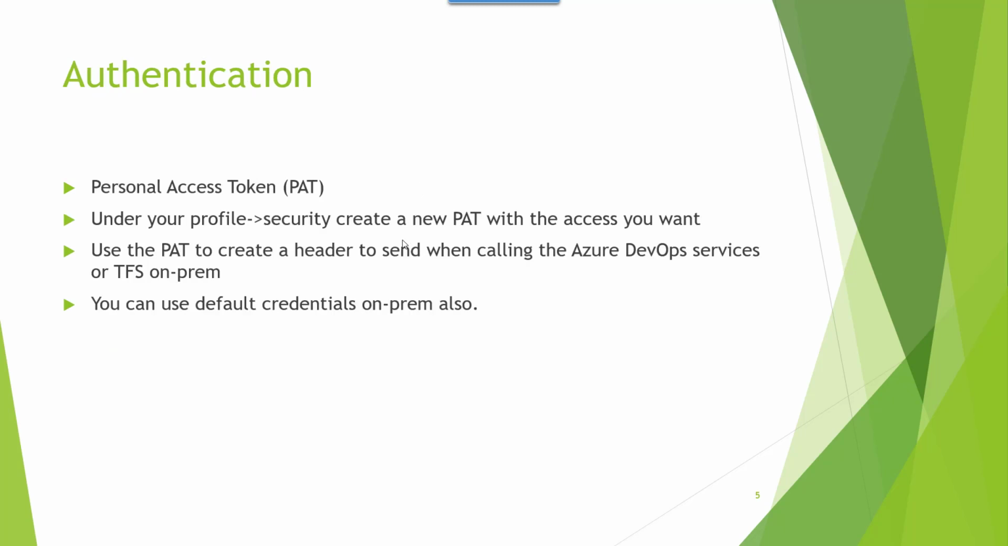So in order to access the REST API, you need to create a personal access token. So how do we do that? Under the profile section, when you're logged into your Azure DevOps account, you can go to the security part and then create a new token with all the access that you actually want for that particular token. And we'll do that before we actually start doing demos. So we'll use that token to create a header, and then we'll send that header to all of our calls when we use Invoke-RestMethod. And finally, if you're on premise, you can also use your default credential, the -UseDefaultCredentials at the end of your Invoke-RestMethod. That should work as well.